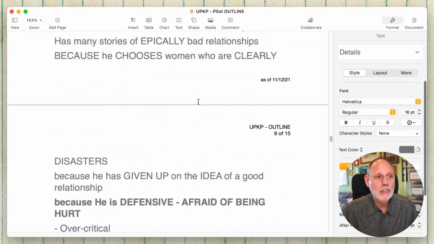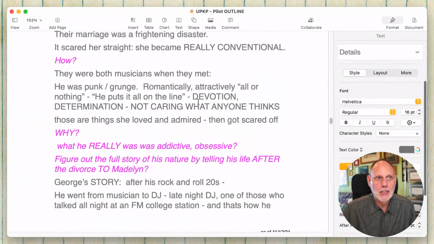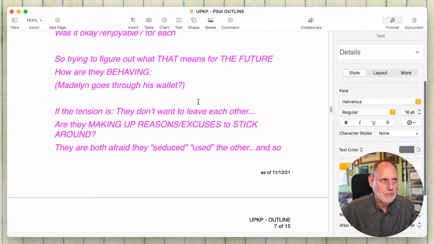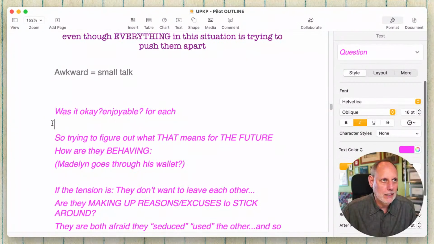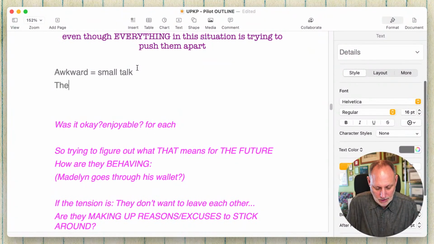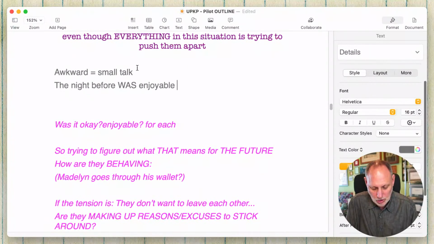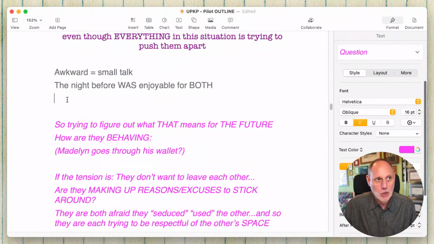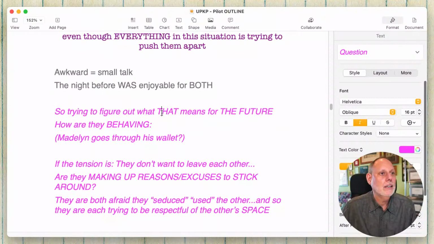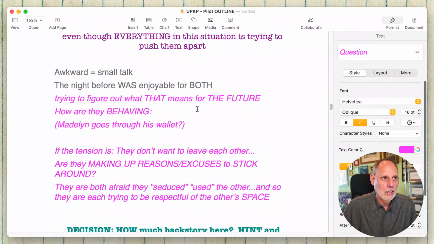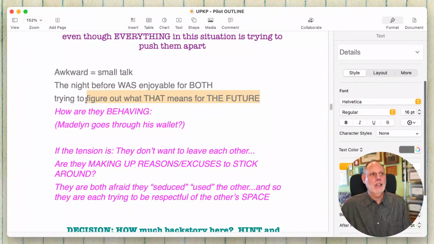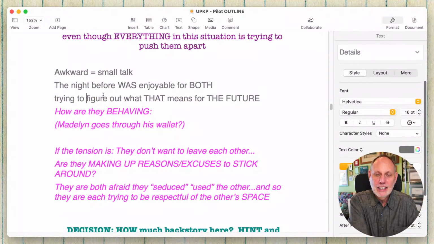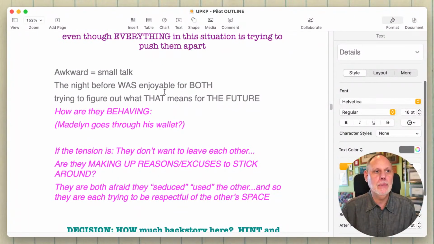Okay, so all of these notes are stuff I want to try and talk about in this one scene. So, let's see. Yes, the night before was enjoyable for both. Let's take that. That's not a question anymore. Okay. So this is just what this scene is about, which is they have had an unexpected one-night stand that neither of them saw coming, and now this is the morning after, and they are trying to figure out what that means.